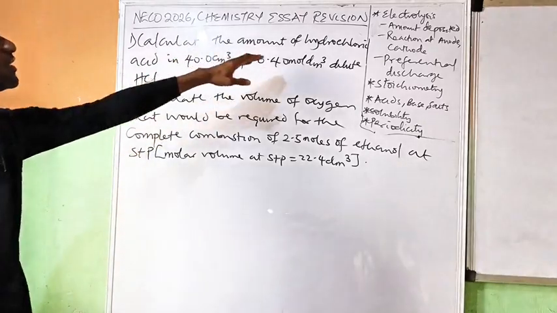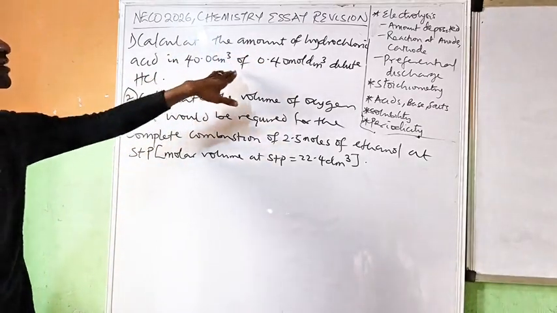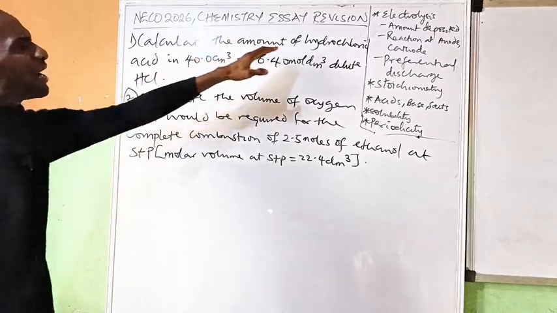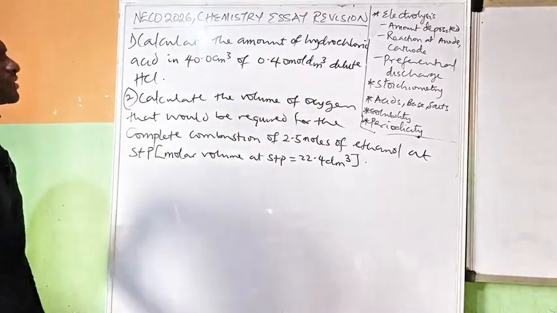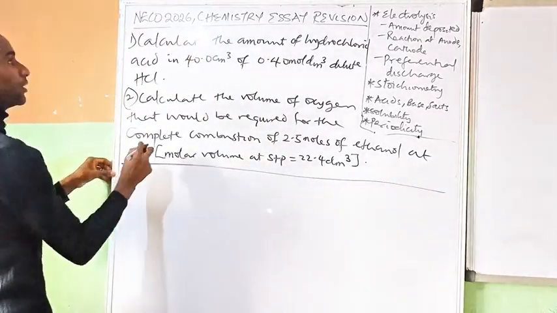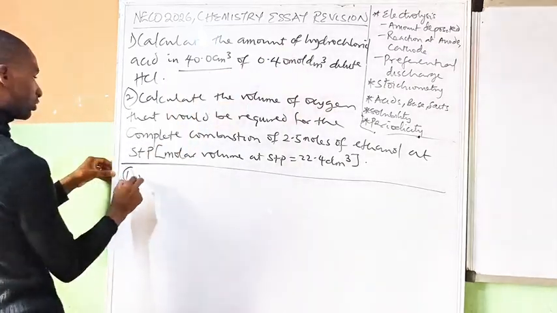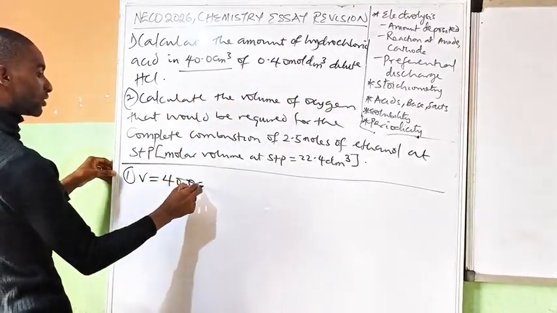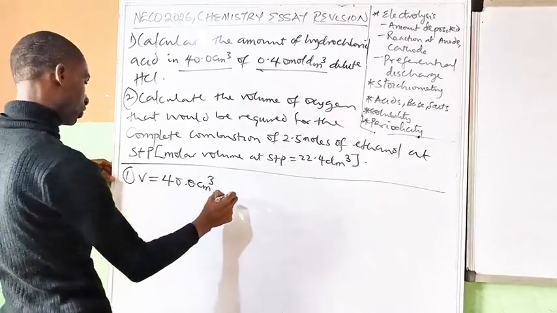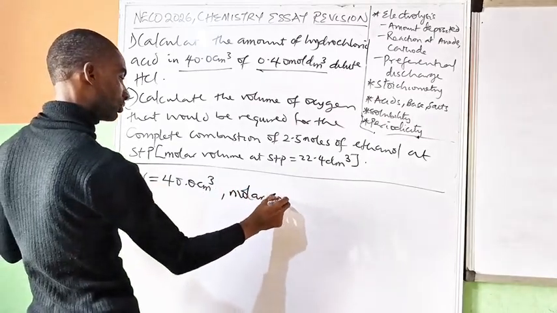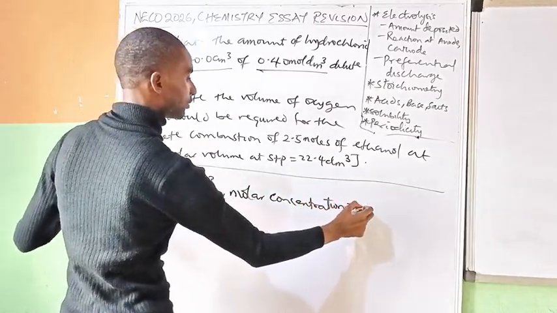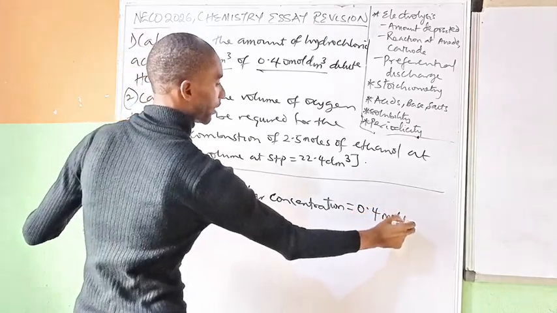This question says calculate the amount of hydrochloric acid in 40 cm cube of 0.4 mole per dm cube diluted HCl. Now this amount they are asking us of hydrochloric acid, what are the parameters we're given? In question number 1, this is 40 cm cube. So the volume is 40.0 centimeter cube. And of course, this is the molar concentration, which is the same as molarity, 0.4 mole per dm cube.